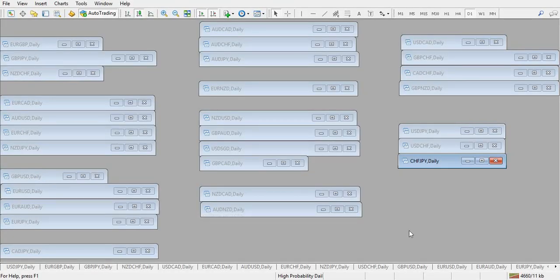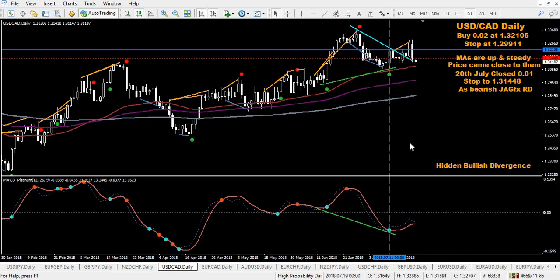And being Monday, I'll probably do a longer video tonight sometime, go over every pair. This is just a quick one, hopefully. We'll start on the high probability charts, a little bit of action on that this morning. Let's have a look. First up, USD Canadian dollar.